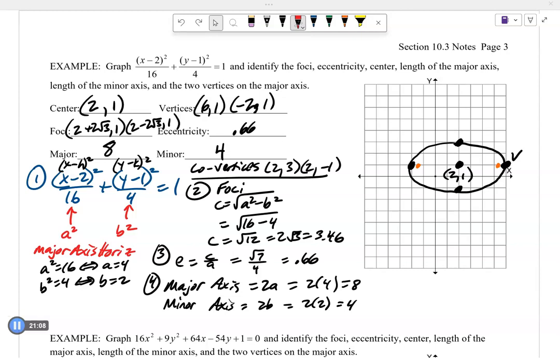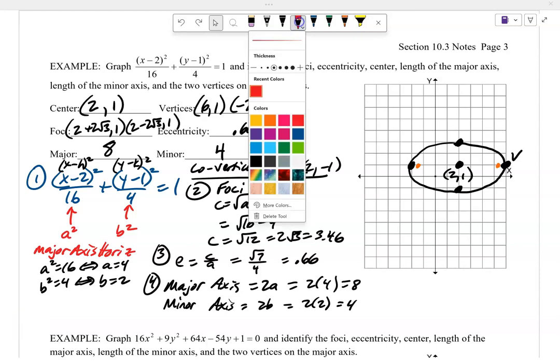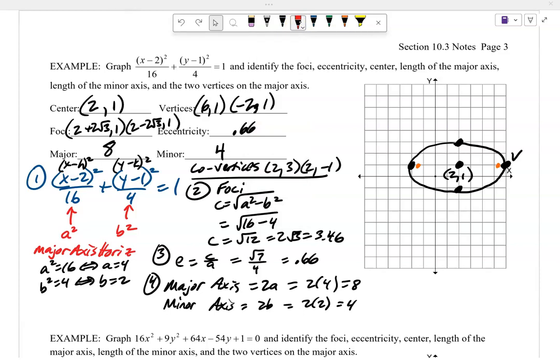Sorry about that. I had a student point out I screwed up this eccentricity right here. That should be square root of 12 or 2 root 3 over 4. So root 3 over 2 is 0.87. Sorry about that.